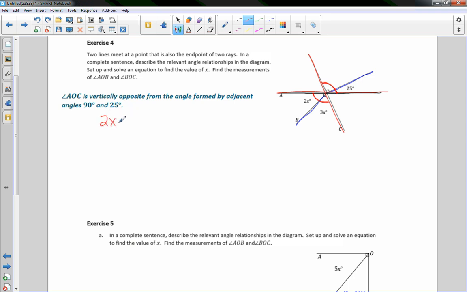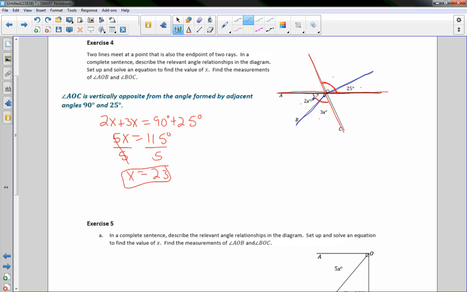So I would say 2x plus 3x equals 90 degrees plus 25 degrees. Okay, so I'm taking this angle plus this angle. It's equal to this angle plus this angle. So 2x plus 3x is 5x. 90 plus 25 is 115 degrees. Divide both sides by 5, and I get my x. Okay, so x is 23.